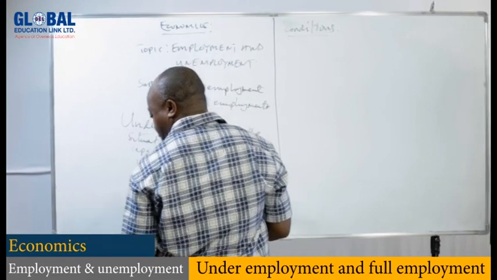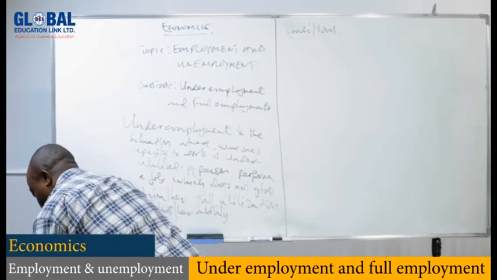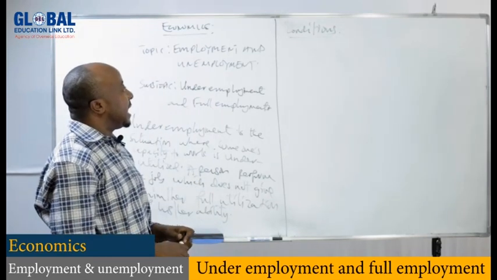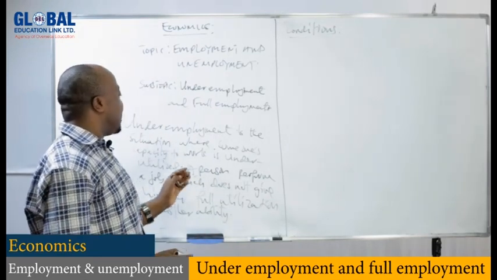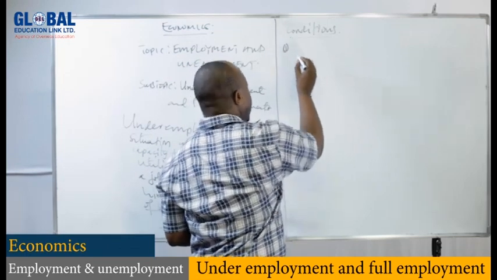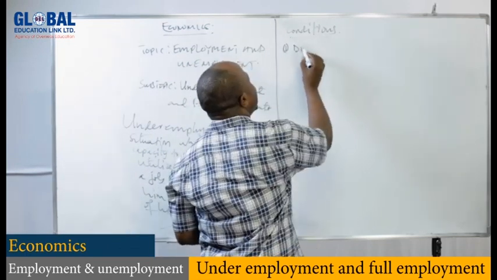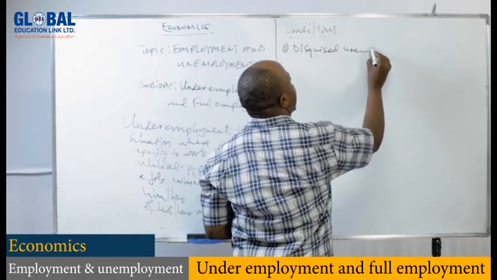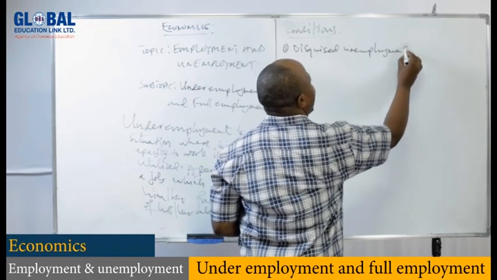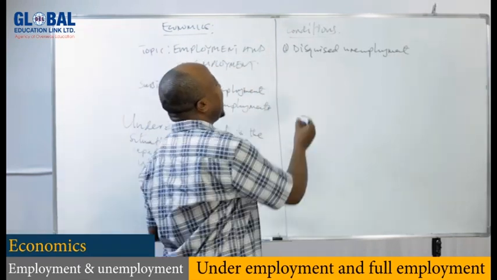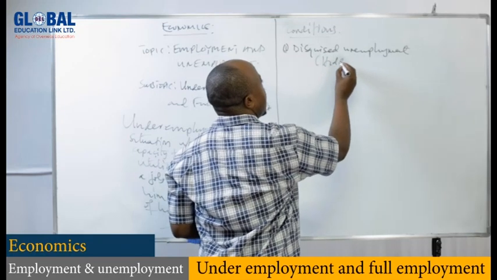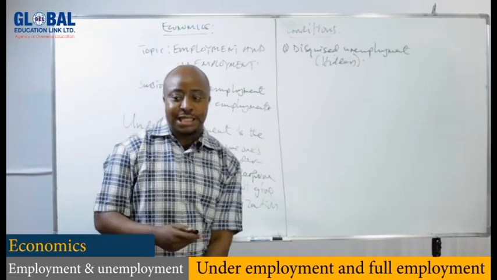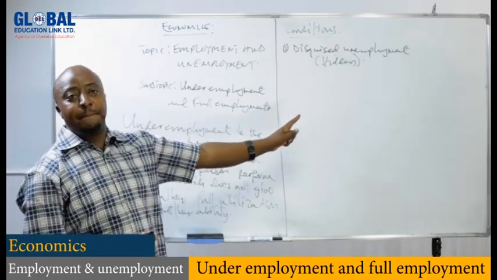Conditions for this form of underemployment. Now, some conditions can lead to this form of underemployment. We have number one, when there is the so-called disguised unemployment. And remember, disguised unemployment goes in line with hidden unemployment. It means where there is disguised unemployment, we expect underemployment to be there.